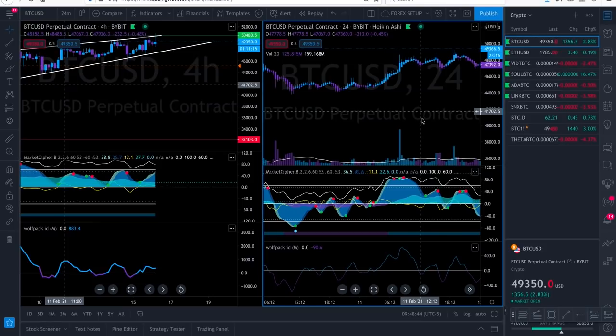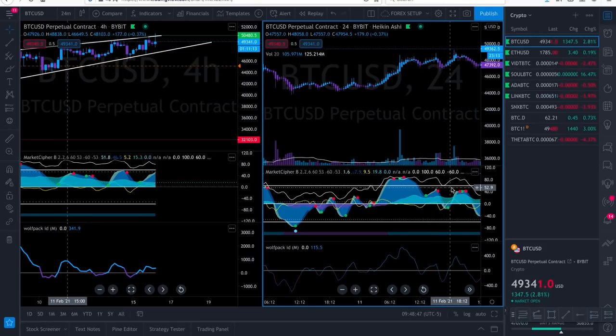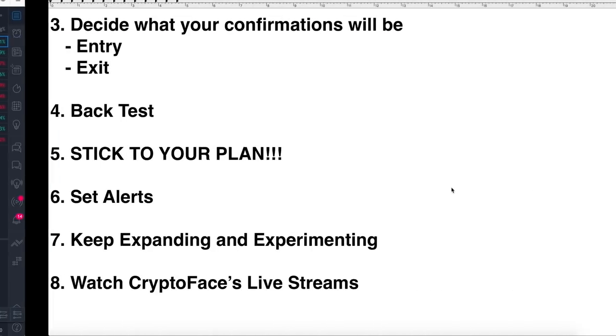The reason I like replay mode is because it lets you feel more like you're in a real trade. Obviously there's not real money on the line, but you feel like you're in a real trade. You're watching the candles move, and it's more legit. Let's just put it that way.